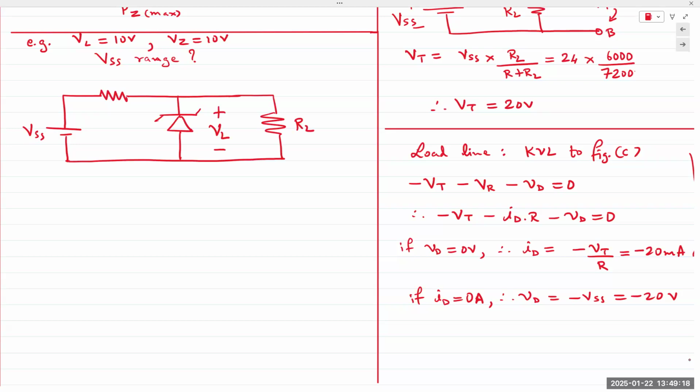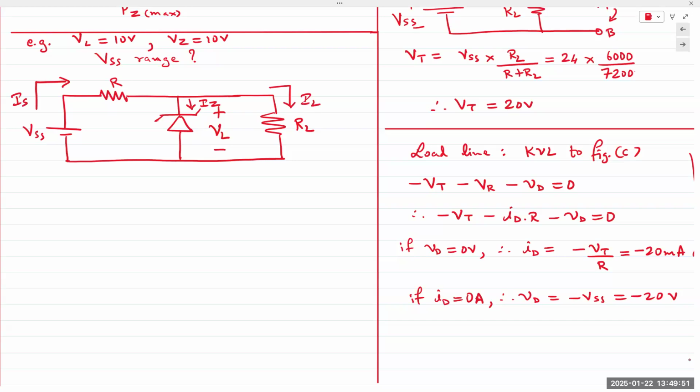Diode voltage would be negative, diode current would be negative. But in this case, I'm only interested in the load voltage and the load current. So it's all positive. IS comes in this direction from the power supply, goes through the series resistor R, and splits in two. This is IL, and this would be IZ. KCL at the top gives me IS is equal to IZ plus IL, right?